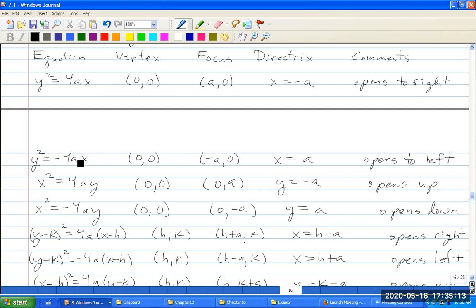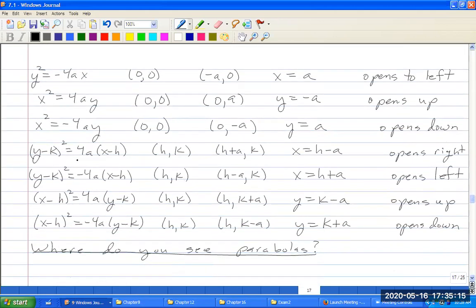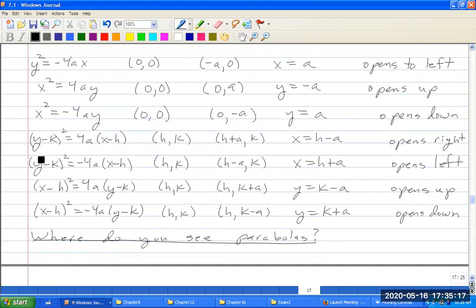Let's look at this guy. Let's translate this guy here. y minus k squared equals negative 4a times x minus h. Vertex is at (h, k). The focus is at (h minus a, k). And the directrix is x equaling h plus a.